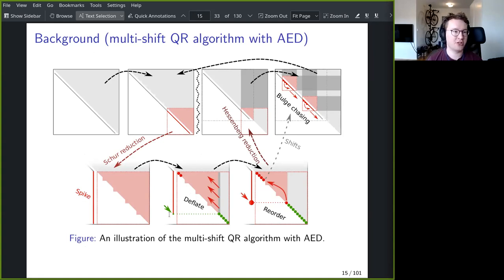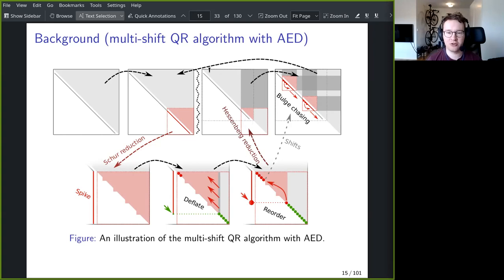If it happens to be a tiny element in the spike, we will set it to 0 and converge. And if it's large, we will do eigenvalue reordering and repeat the process. At the end, we will usually end up in a situation where we still have some of the spike remaining. We will do a Hessenberg reduction step, and so we get rid of the spike.